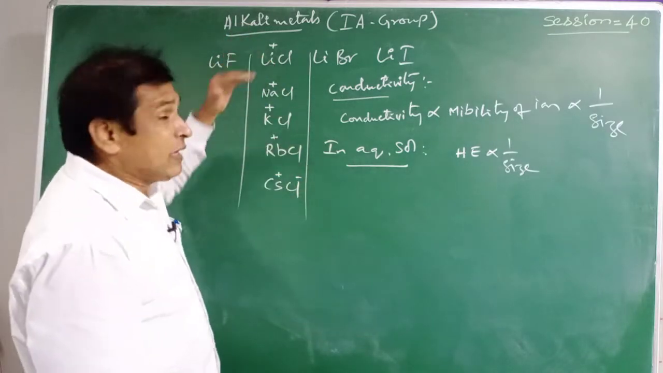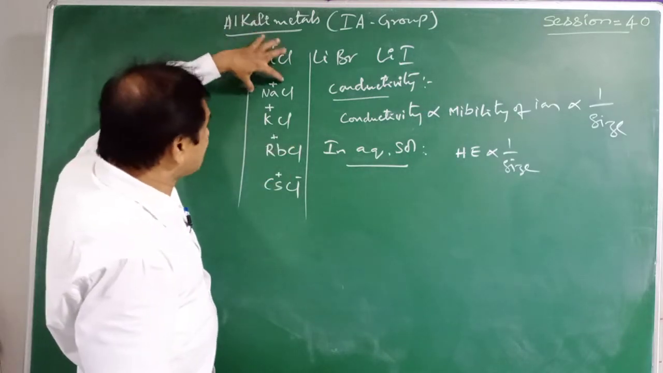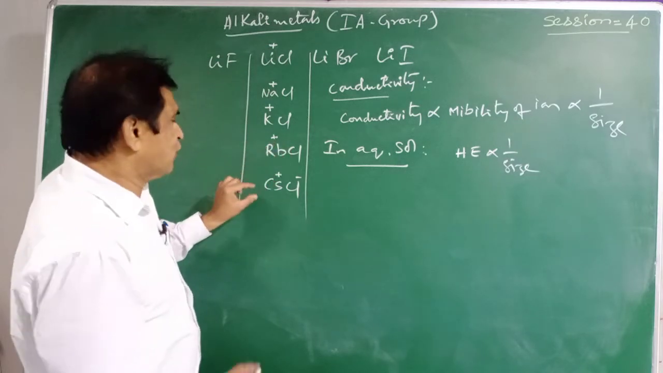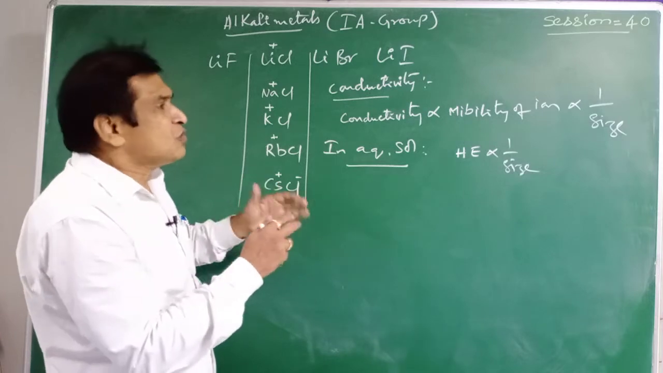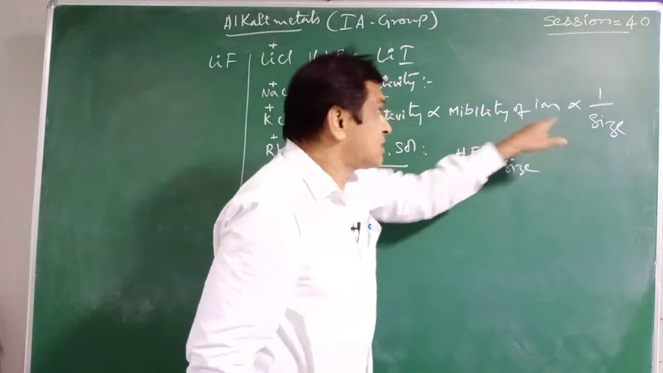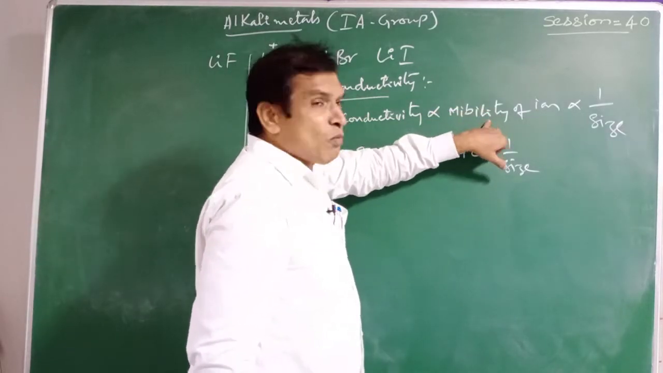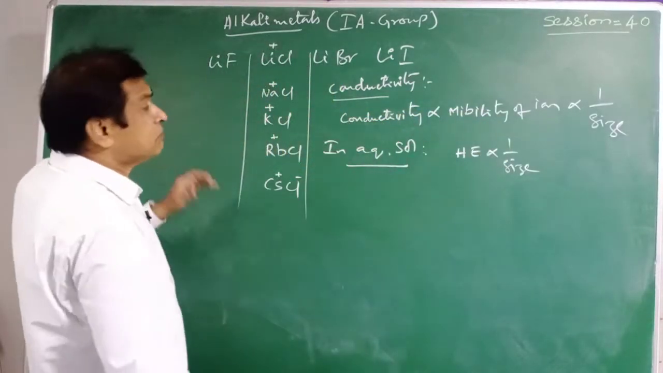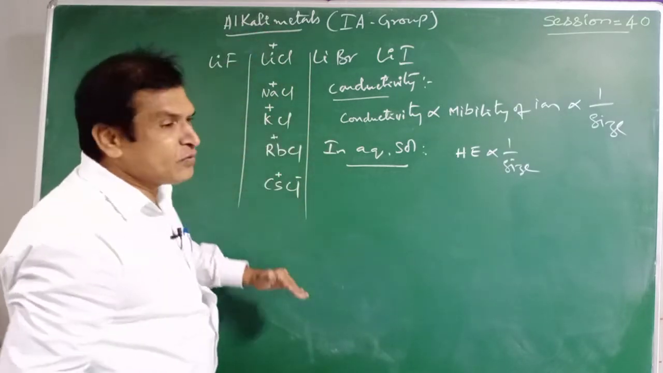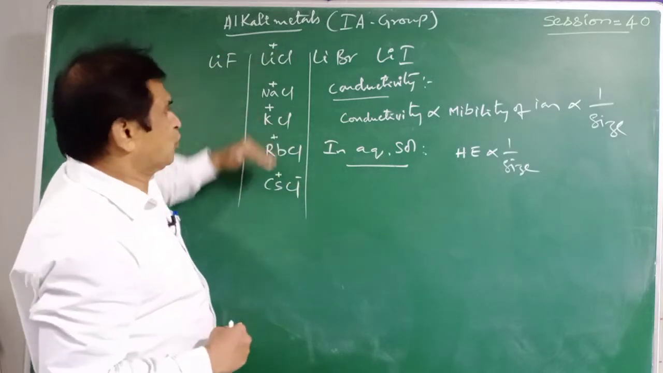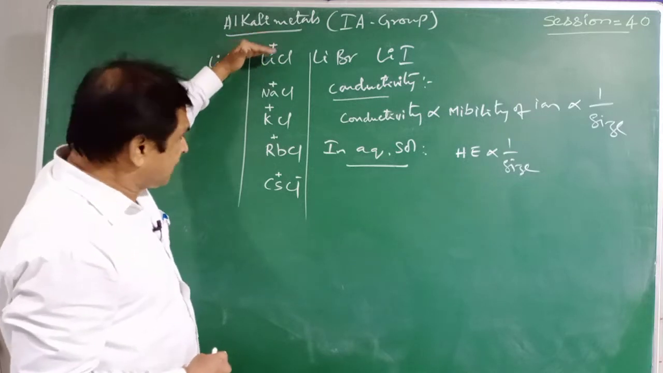From top to bottom, remember, the radius of the hydrated cation decreases. Due to the small size of the hydrated cation, the cesium ion, the mobility of cesium ions is very easy. Since it is more mobile, it is more conductive. That means in aqueous solution, conductivity increases from top to bottom in the group.